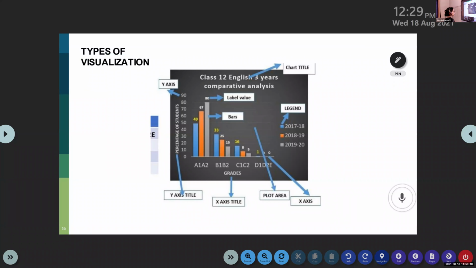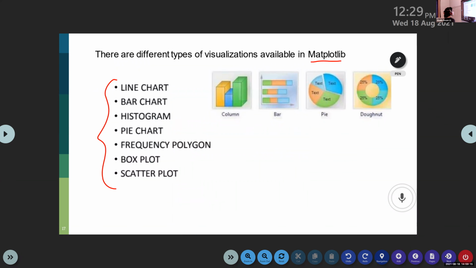Then here you can see one example for the visualization. These are the different types of visualization which are available in matplotlib.